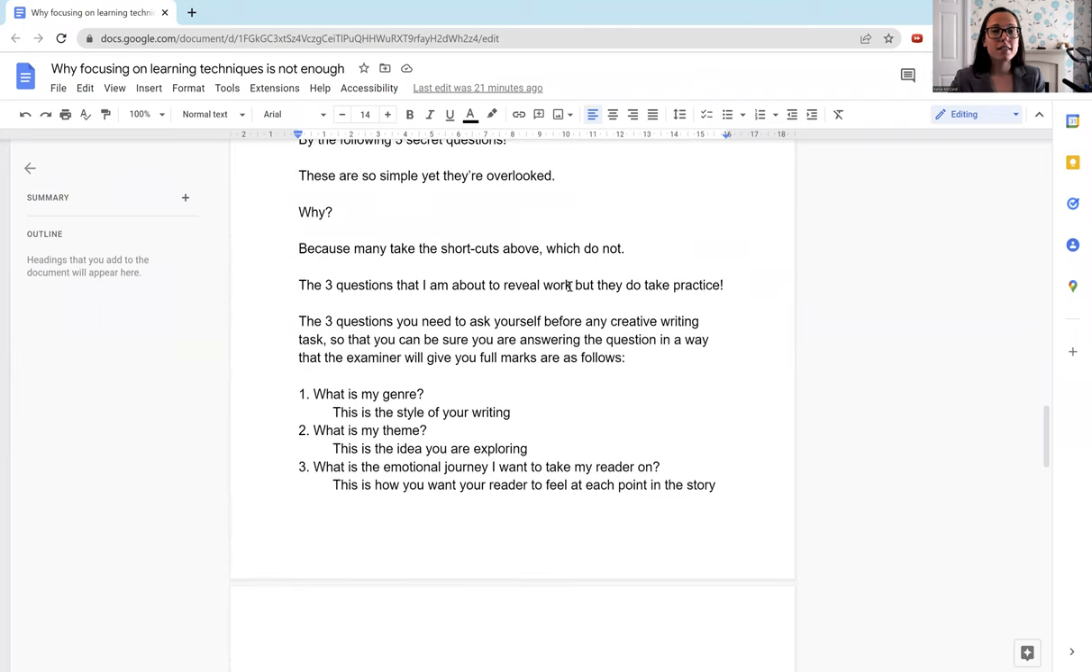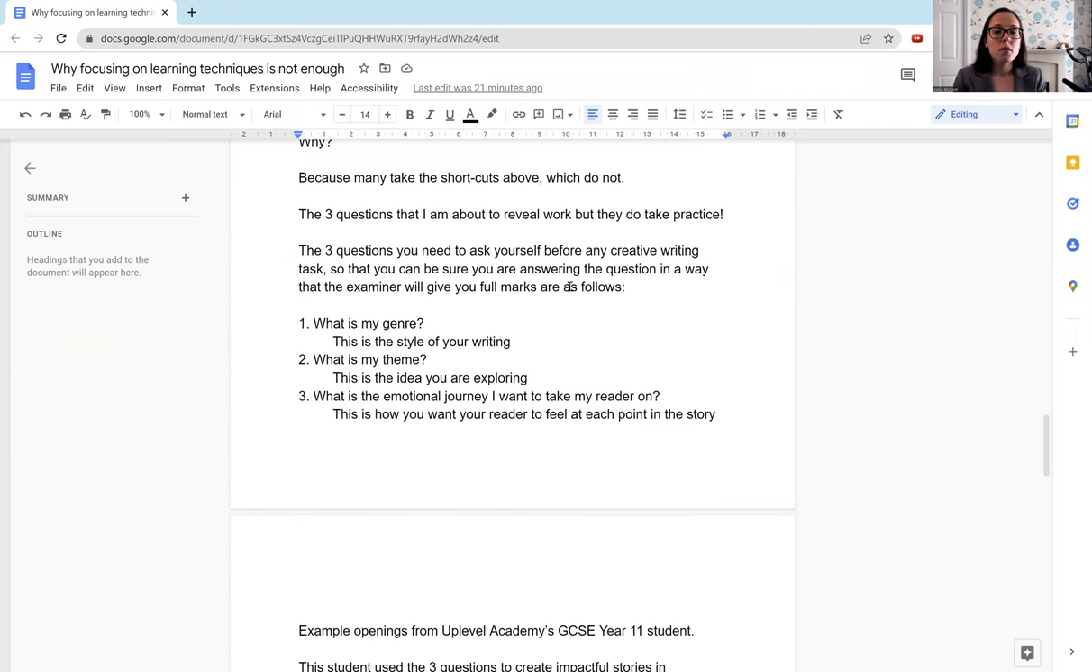I should say that they are not shortcuts. Now, what I'm about to reveal is that they do take practice. So while they're simple, they take practice to implement and they take practice to master, okay? So this is not for you if you're just looking for a shortcut. If you're looking for something that's going to be effective and that is going to save you time and allow you to be efficient and effective with your revision so that you can understand the why, so that you're able to confidently approach any exam question that comes up for the creative writing section, then this is for you.